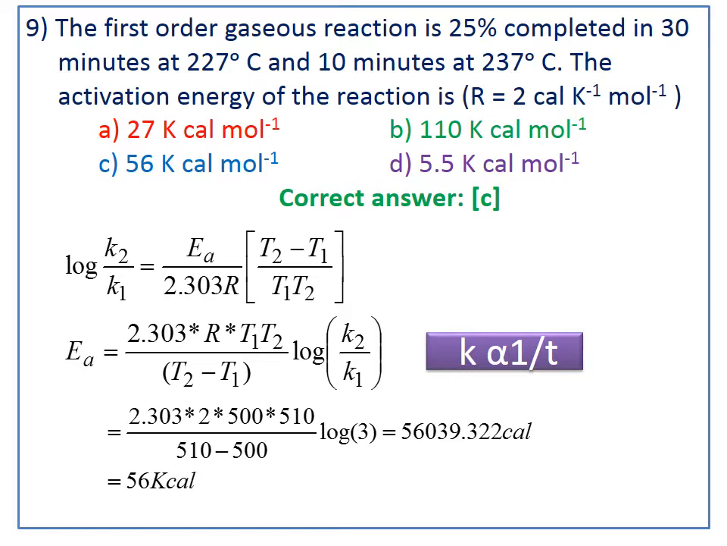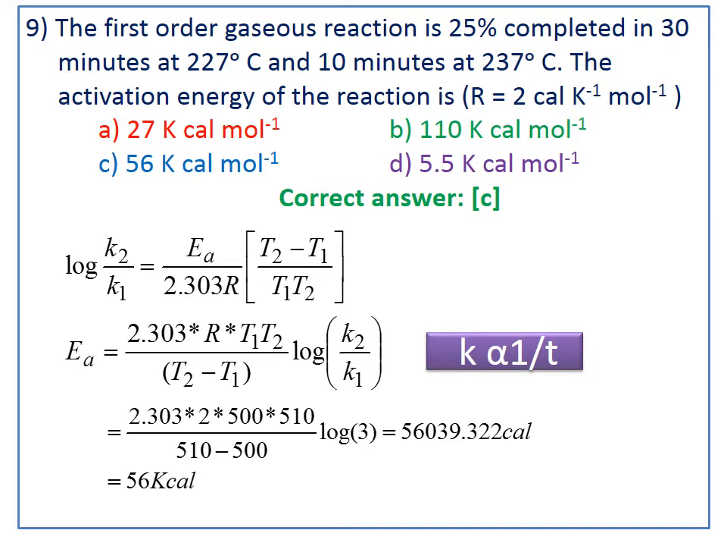You know very well K is directly proportional to 1 by T, and K2 is directly proportional to 10 and K1 is directly proportional to 30, and it will become 30 by 10. K2 by K1 will be equal to 30 by 10, that will be equal to log 3.